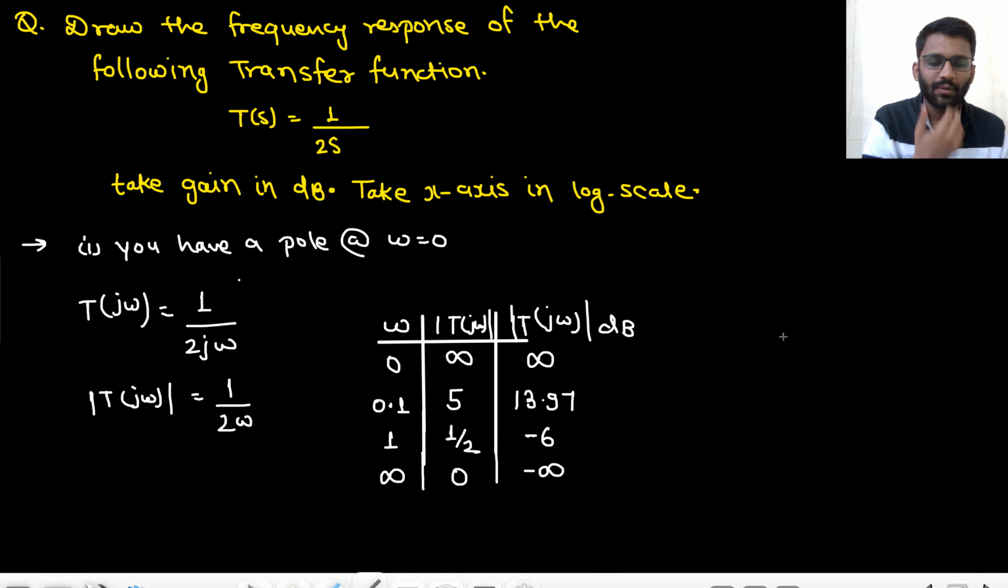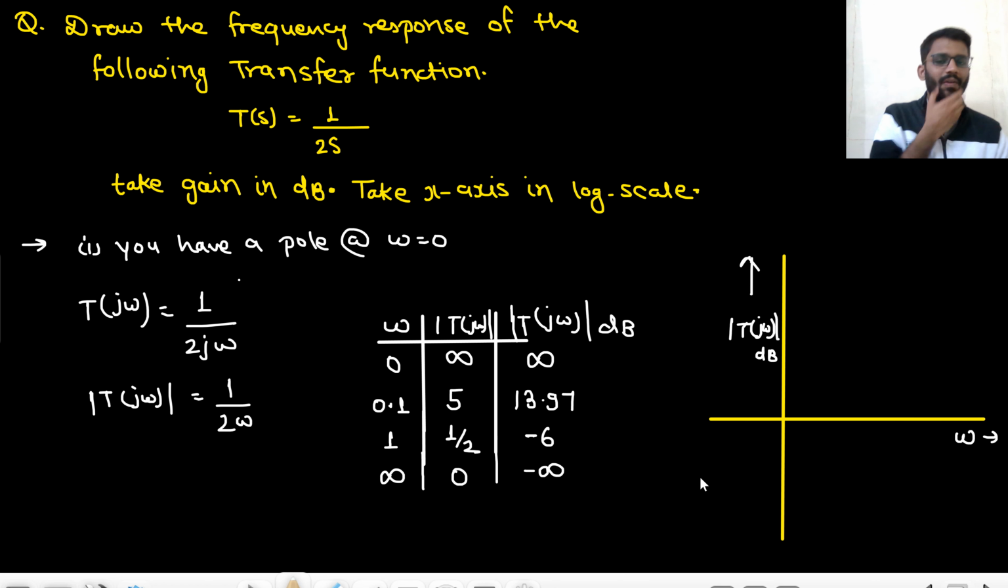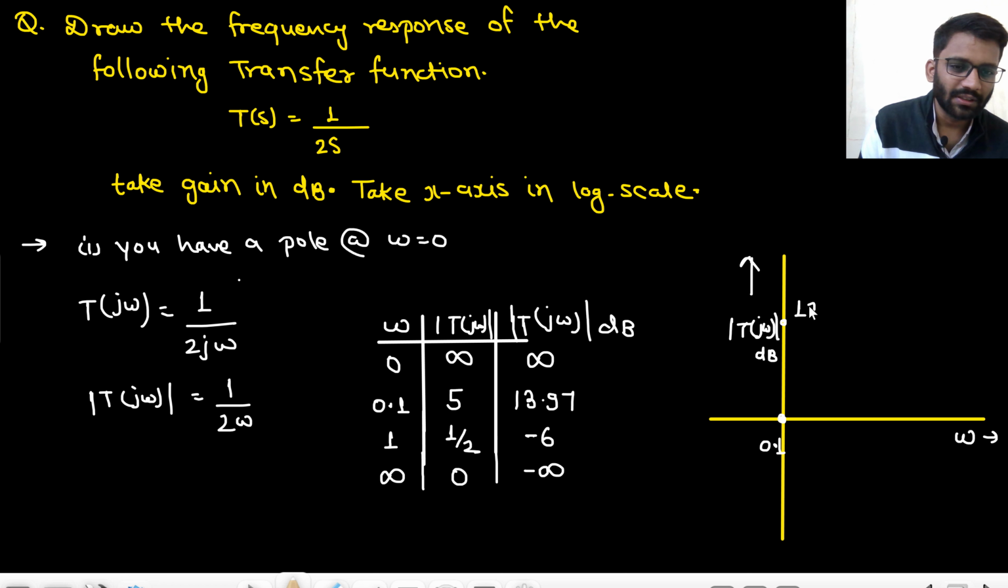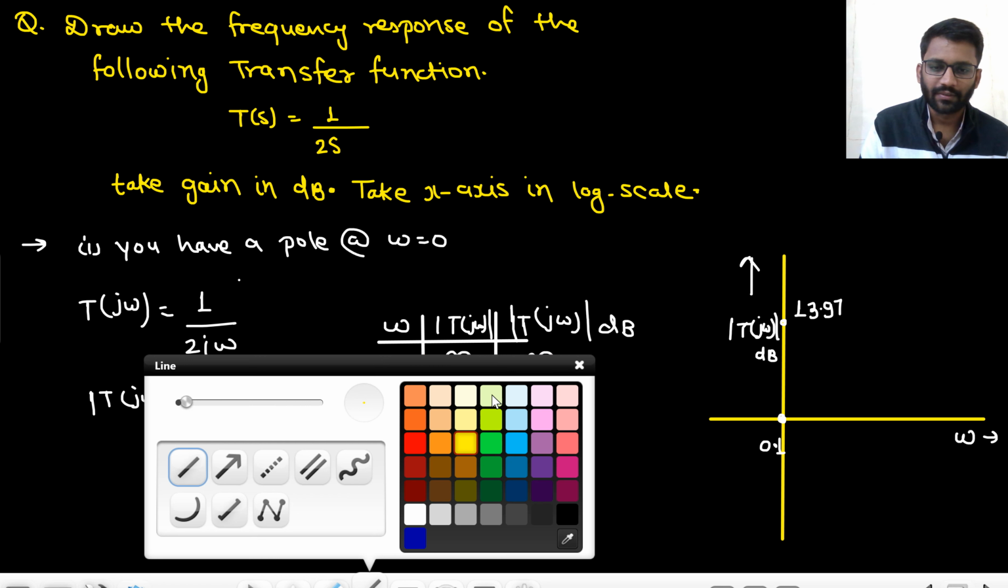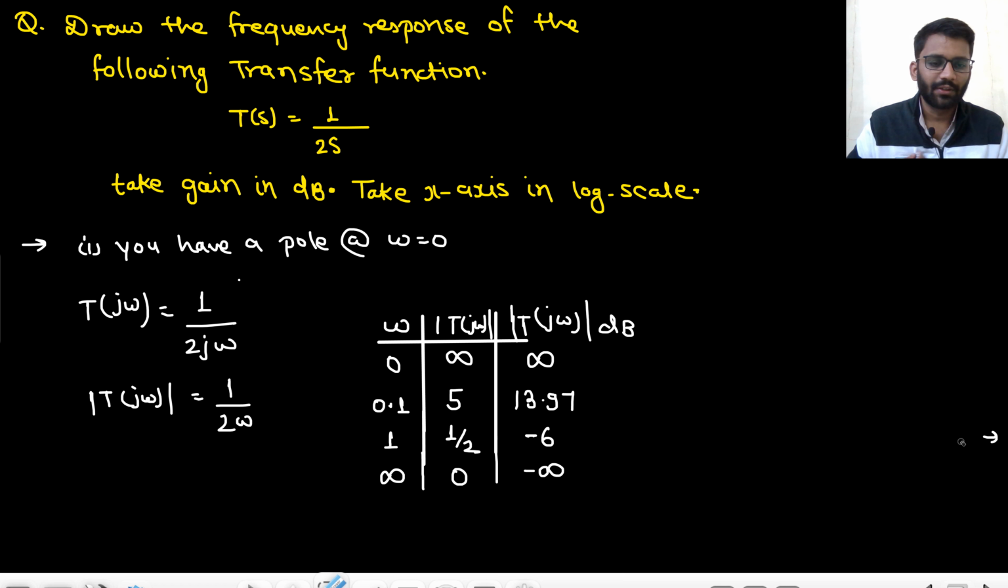Okay, so how will I draw the graph now? One thing I know, the x-axis is in log scale now, but the graph will be between this only, and the gain is in dB. Now tell me, what is this value? 0.1. So at 0.1 you are having 13.97 dB, and at 1 you are having minus 6 dB, and then you are going towards minus infinity. So I guess I should draw it on the next page, because I need to show you something.